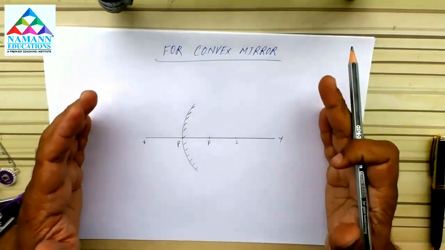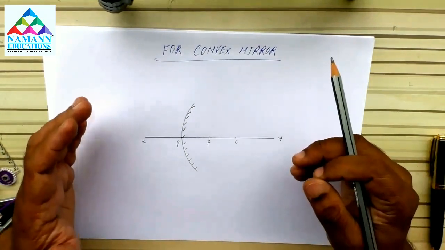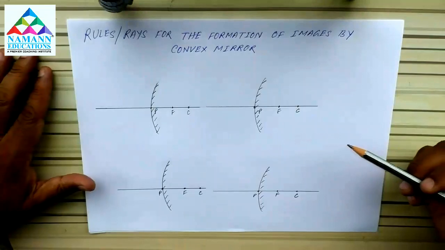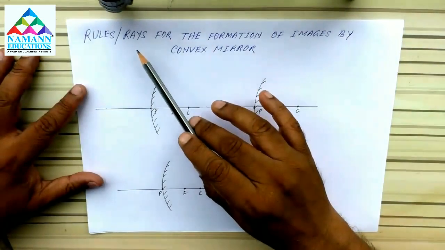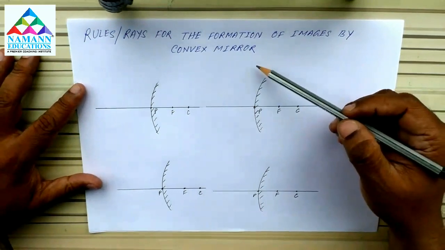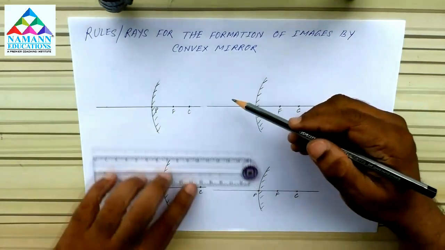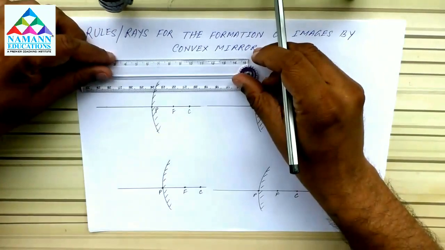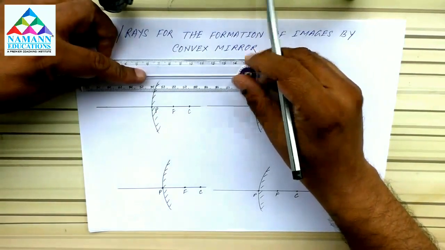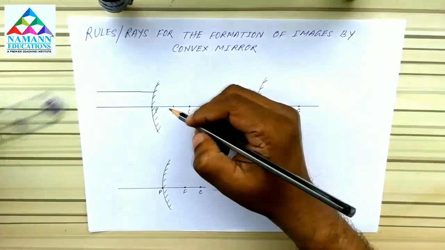along with the video you can draw these diagrams quickly. Now in this part we will discuss rules or rays for the formation of images by convex mirror, and we will discuss 4 important rules. And the first one, if I consider a ray of light incident parallel to the principal axis, in case of convex mirror.